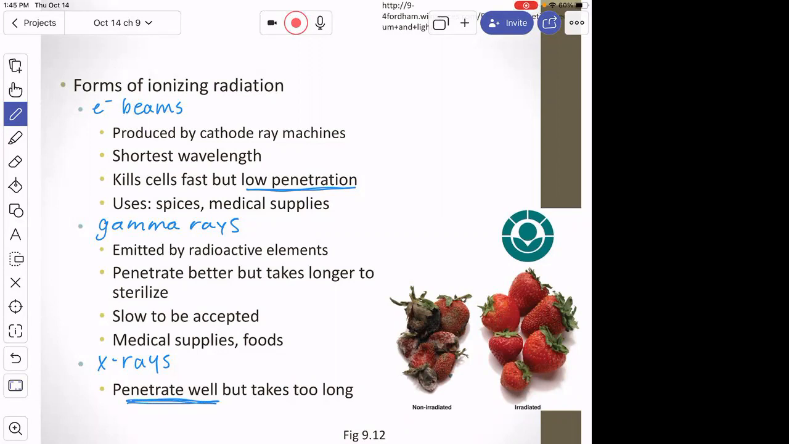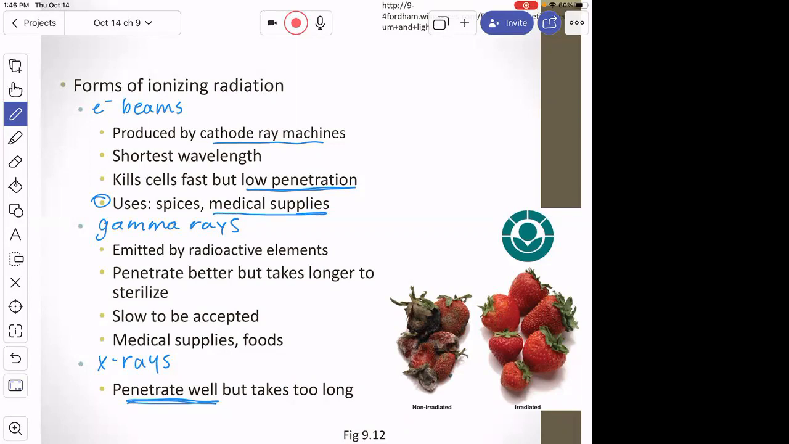Obviously, in medical applications, it does have a lot of applications, but X-rays are potentially causing harm to us, so we have to be really careful the way we use it. Back to electron beams, though. Where do they come from? We have cathode ray machines that are able to produce electron beams, and they have quite a lot of applications, especially for things that you don't want to heat, like spices, for instance. A lot of application with trying to sterilize medical supplies.